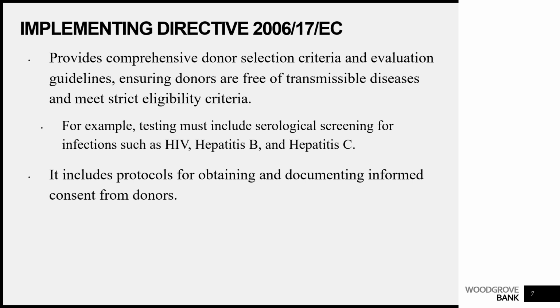which is 2006/17 EC, one of them, relates to donor eligibility. So you want to be screening the donors for diseases such as what is listed there: HIV, hepatitis B, and hepatitis C. You also want to screen donors for other diseases such as malignancies. You want to have a comprehensive screening process in place.